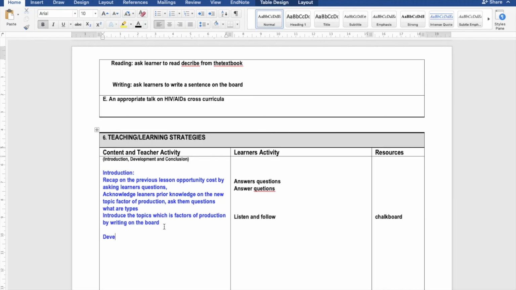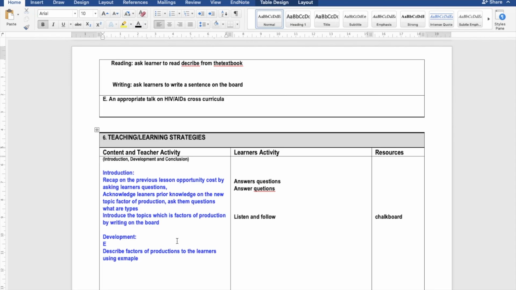Okay, then you go to the development. The development now, this is whereby the teaching is happening. Once you introduce the topic, what's going to happen? Explain. Just remember, we are using the keyword from the syllabus. Describe factors of production to the learners using examples.